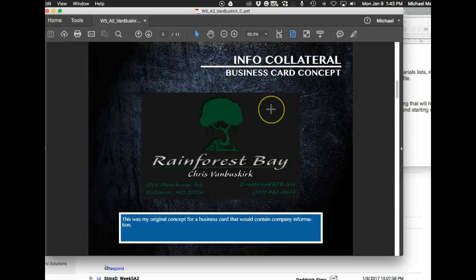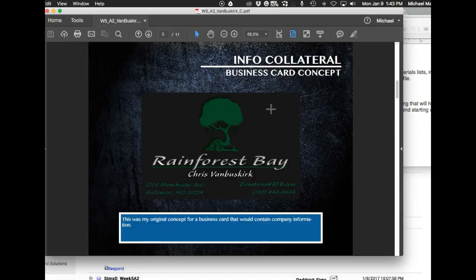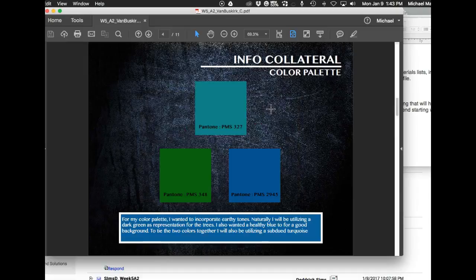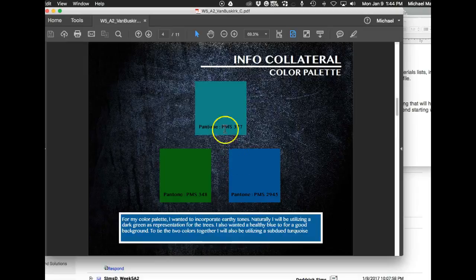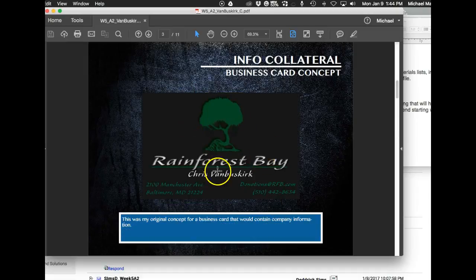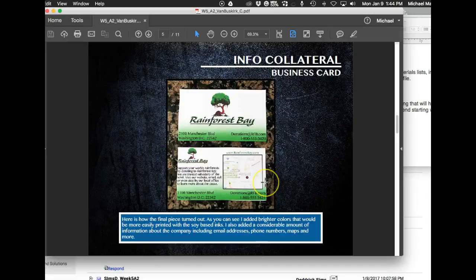Okay, informational collateral. You have your original business card, and then this is the concept for a business card that would contain my company information. For my color palette, I want to incorporate earthy tones. Okay, I don't see any of those tones in this business card, so that's very, very confusing. I recommend revisiting that particular page, since you're showing your business card and saying these are the colors that you want to use. So I'm not real sure how that works out.